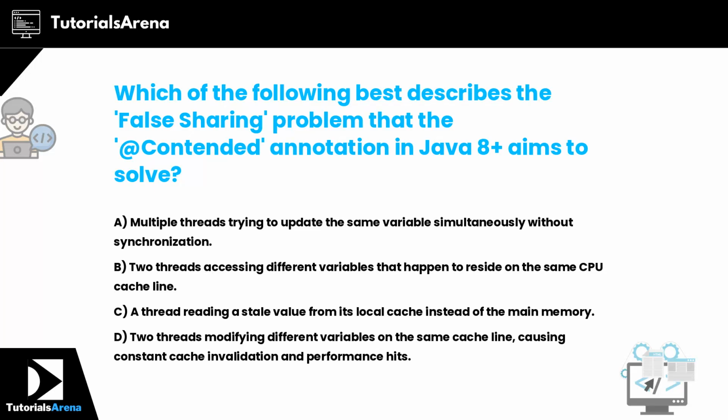Which of the following best describes the false sharing problem that the @Contended annotation in Java 8+ aims to solve? Answer is D. Two threads modifying different variables on the same cache line, causing constant cache invalidation and performance hits.